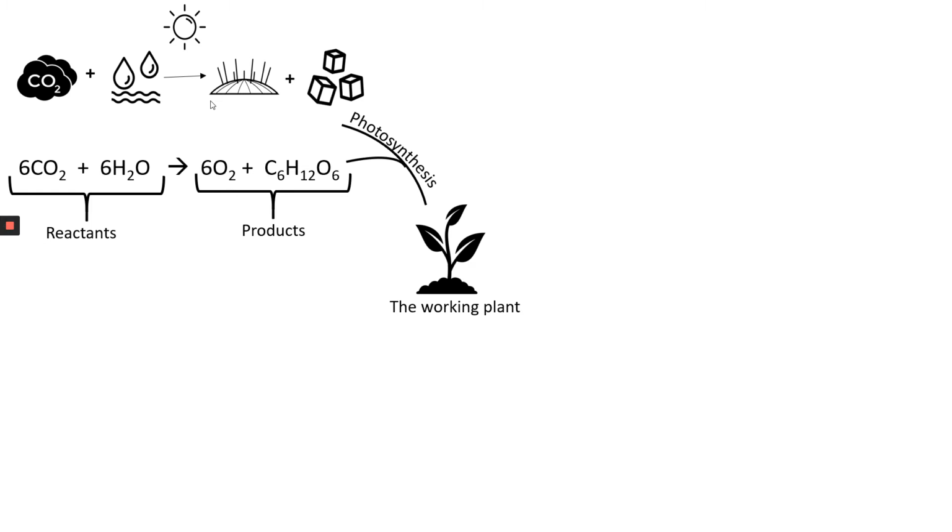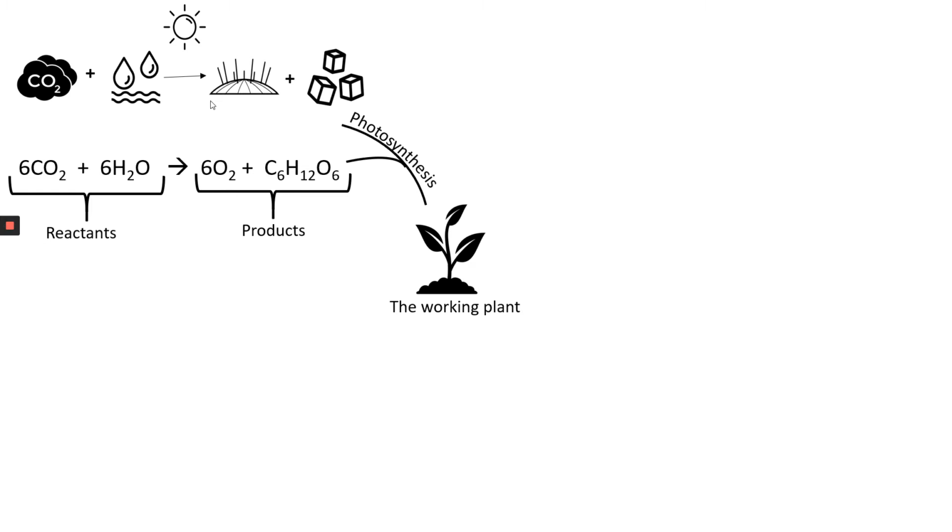So we know that in photosynthesis, which is the process in which plants make their own food, we have carbon dioxide plus water using the energy from the sun to make oxygen and glucose.